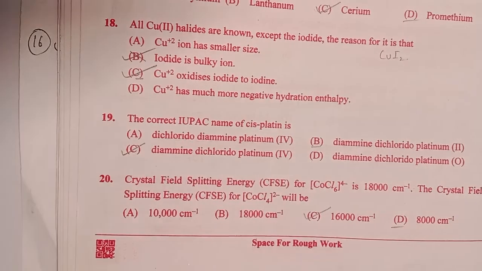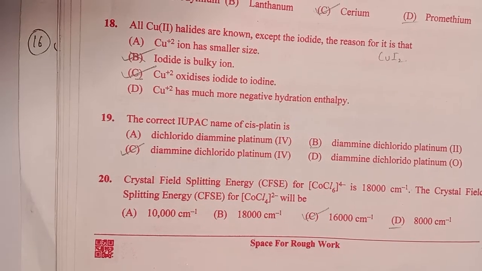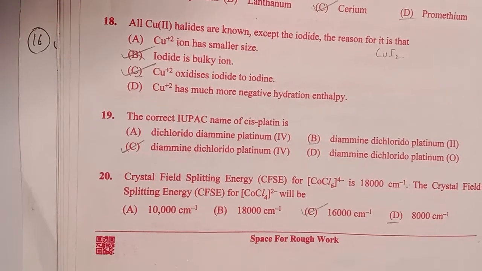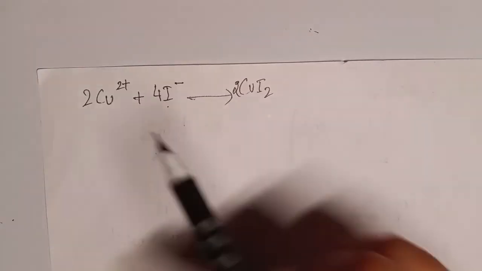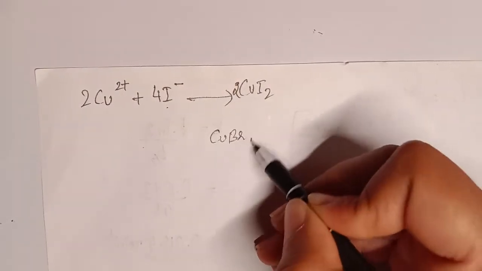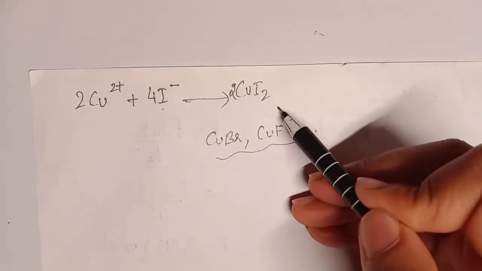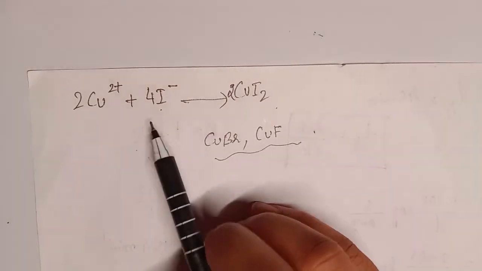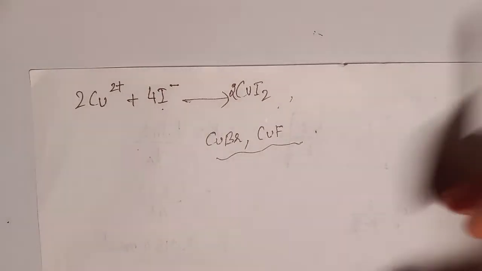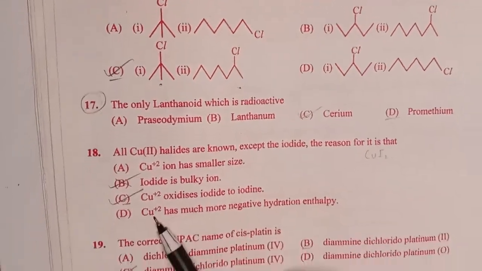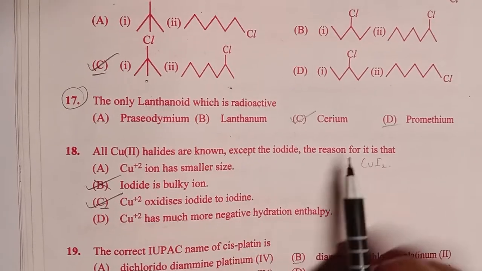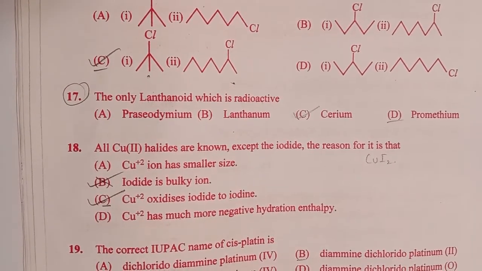Next, 18th question. All copper-2 halides are known except the iodide. The reason for it is that this reaction takes place, and we know that other halides of copper like CuBr and CuF are all present. Only the iodide is not there. Why? Because copper oxidizes iodide to iodine, hence copper iodide is not possible.